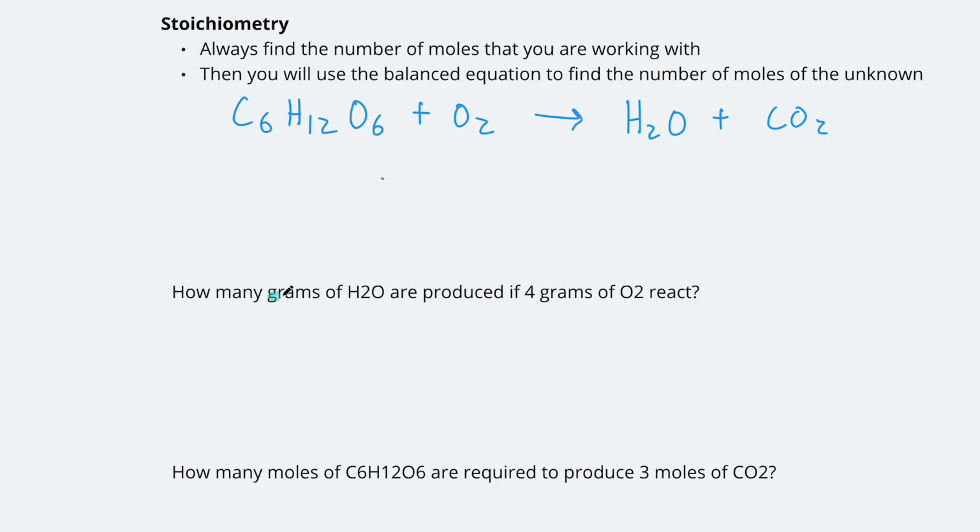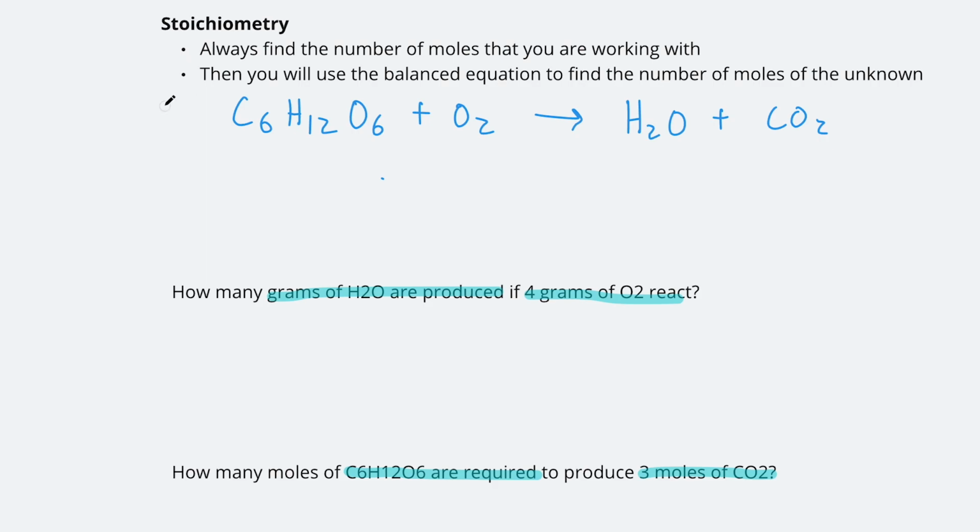So for example, if you looked at our two practice questions here, for the first one, we are looking for how many grams of H2O are produced, and we're given an amount of O2. For the next one, we are asked how many moles of C6H12 would be required, and then we are given an amount of CO2. So they always follow the same pattern of you're looking for some amount and you're given another amount. To find that unknown amount, you're going to use the balanced equation all the time.